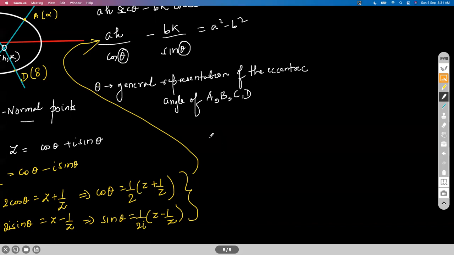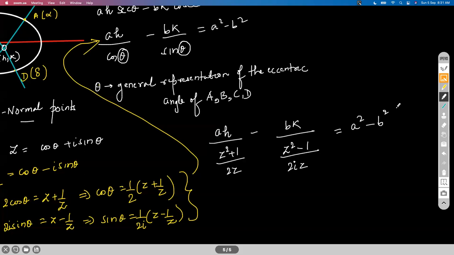So let us try to put that. When I do that, I will end up getting something like this, AH by half, or you can write it like this. Instead of writing half Z plus Z, I've just combined it as Z square plus 1 by 2Z minus BK. And this will be Z square minus 1 by 2IZ is equal to A square minus B square. Okay. Is it fine? Let's do a bit of simplification over here. I think this will be 2AHZ by Z square plus 1. And this will be minus 2IBKZ by Z square minus 1 is equal to A square minus B square.